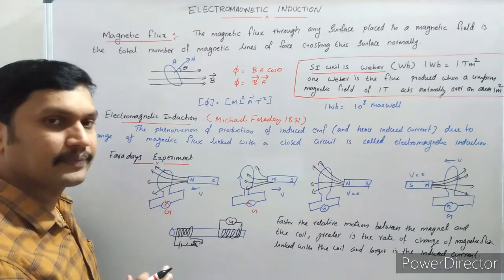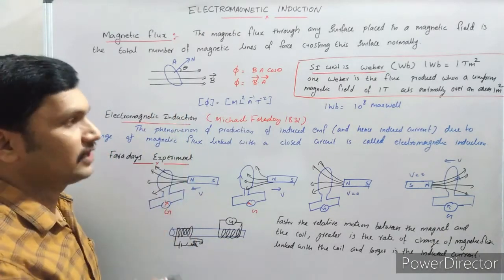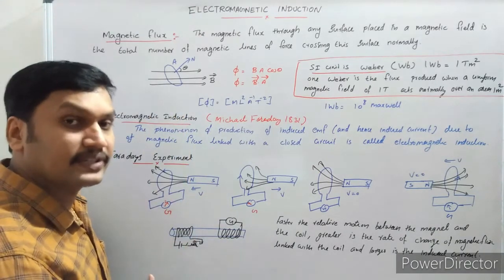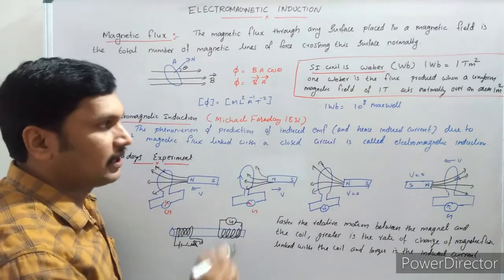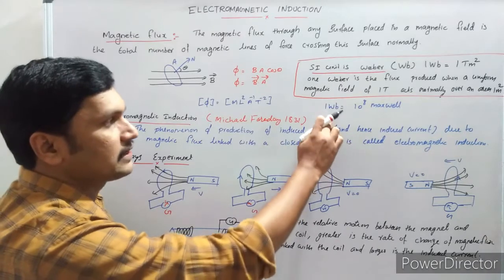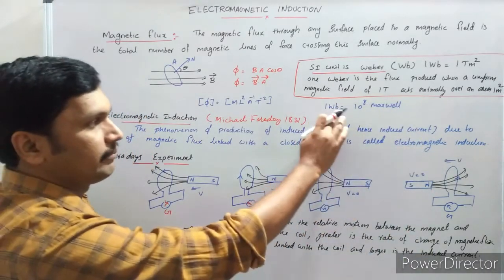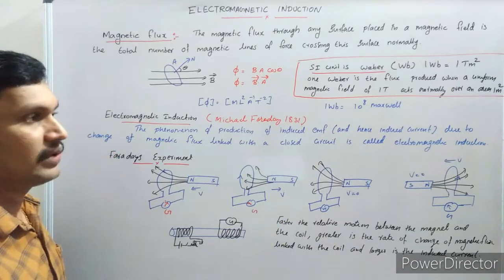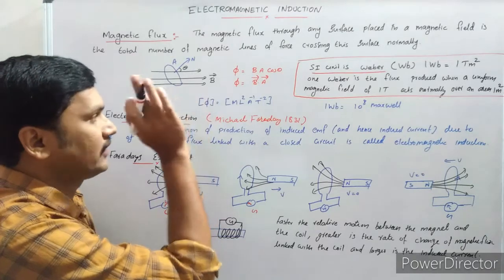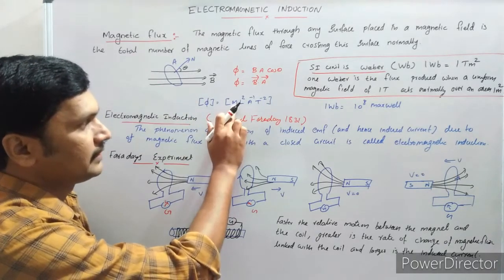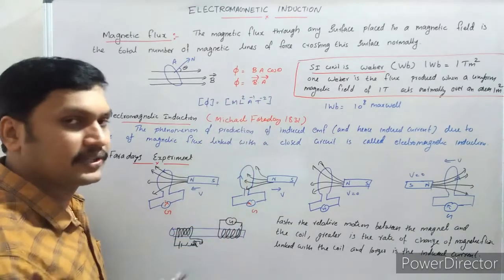One more unit is there for measuring magnetic flux. That is a smaller unit, a CGS unit, and that is Maxwell. The relation between the Weber and Maxwell is 1 Weber is equal to 10 raised to 8 Maxwell. And the dimension of magnetic flux is M L raised to 2, A raised to minus 1, and T raised to minus 2.